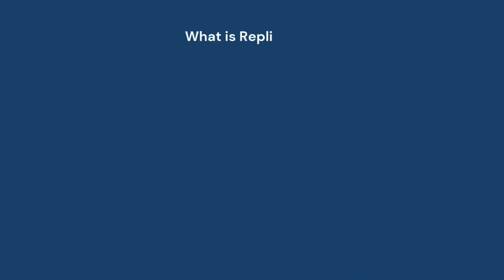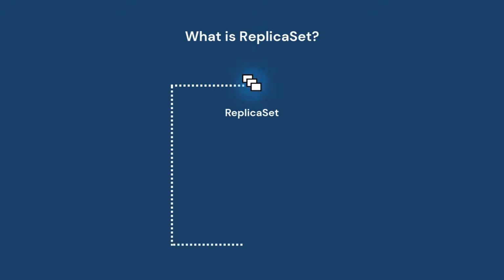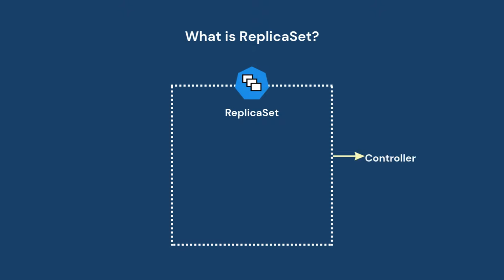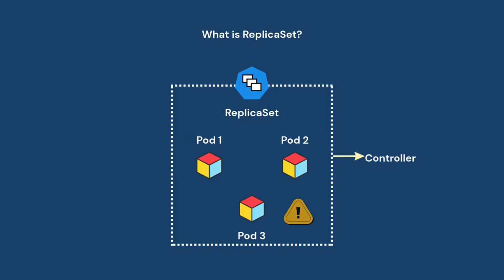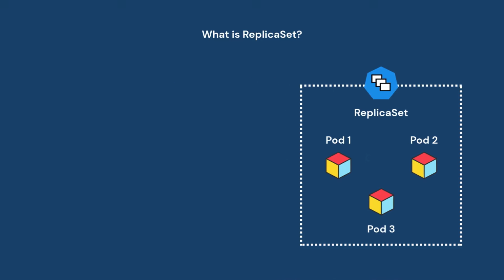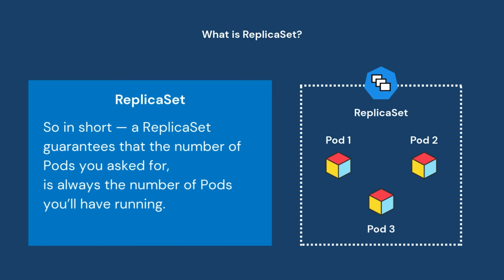What is a ReplicaSet? A ReplicaSet in Kubernetes is simply a controller that ensures a certain number of pods are always running. For example, if you want 3 pods running, the ReplicaSet will constantly watch and maintain that state. If one pod crashes, it creates a new one. If more pods are available than the required number, it will remove the extra pod. So, in short, a replica set guarantees that the number of pods you asked for is always the number of pods you will have running.